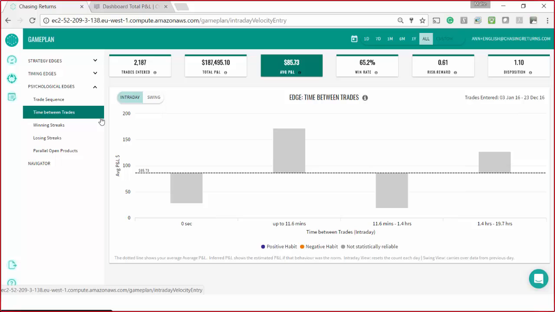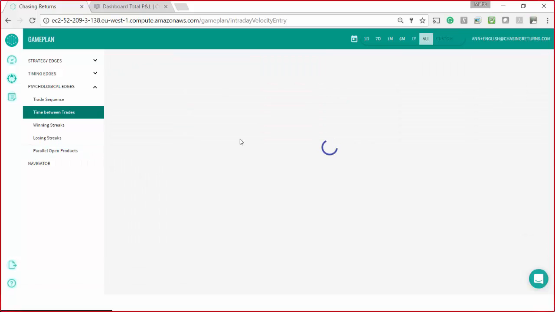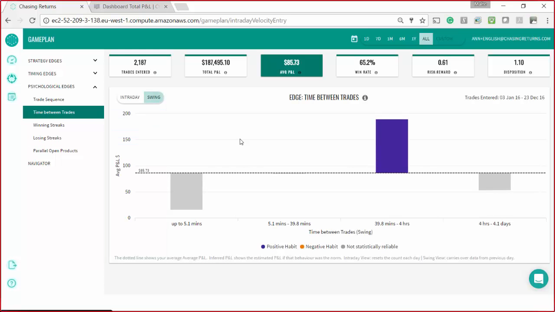Okay. Gray is good. Actually, if you click on swing, because he's a swing trader, we've got intraday if your trades all reset at the end of the day, and we have swing trades if they don't. And so what this is telling us is that, apart from a positive edge, if he's out of a trade about 40 minutes to 4 hours, he actually shows a strong positive habit. But for this trader, there's not a lot going on here. And every trader will find this. Some of these screens will really talk to you, and some of them you won't have an issue with.